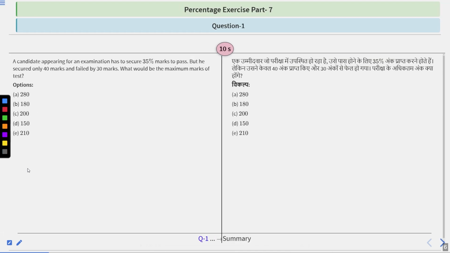Now the first question is: a candidate appearing for an examination has to secure 35% marks to pass, but he secured only 40 marks and failed by 30 marks. What would be the maximum mark of the test? You have 5 options and 10 seconds to solve this question. Your time starts now.